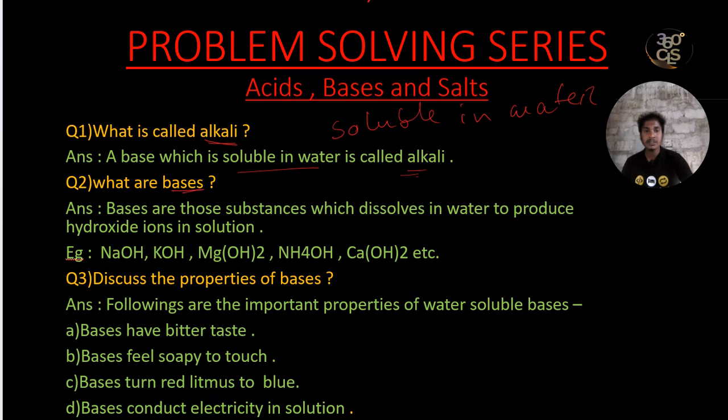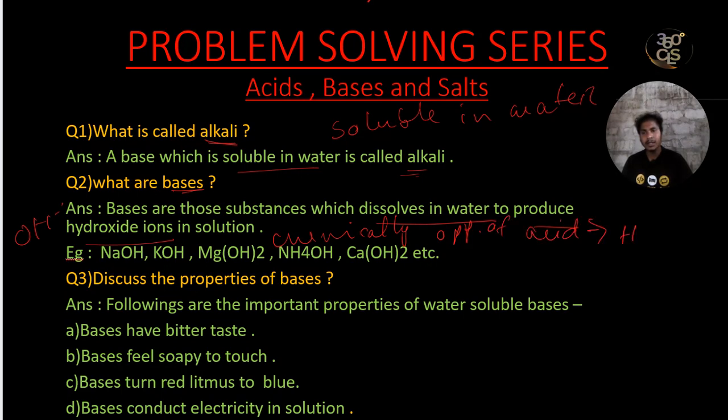Okay. So the second problem is what are bases? Bases are those substances which dissolve in water to produce hydroxide ions, that is OH negative ions. So we can say that bases are chemically opposite of acid. Acids produce what? Hydrogen ions. But bases produce hydroxide ions.